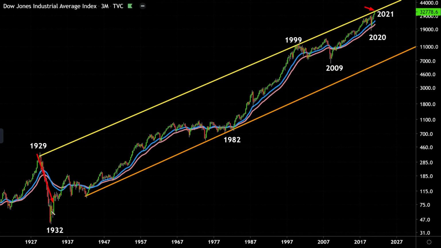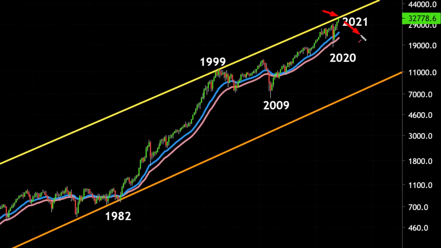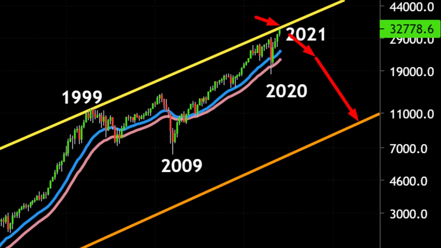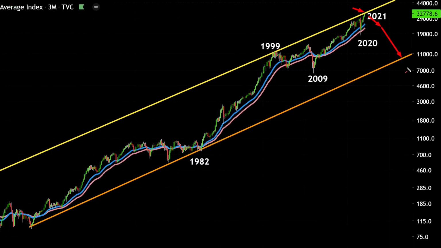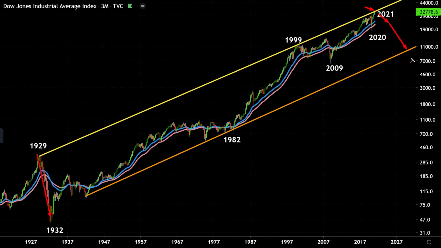In other words, similar to what we experienced back then, which could result in a major bear market crash, taking the Dow all the way down to the bottom of this channel, probably down to 11,000 to 10,000 on the Dow. I mean, we're talking about a major drop, major crash. Almost two-thirds of the Dow being wiped out over the next few years.